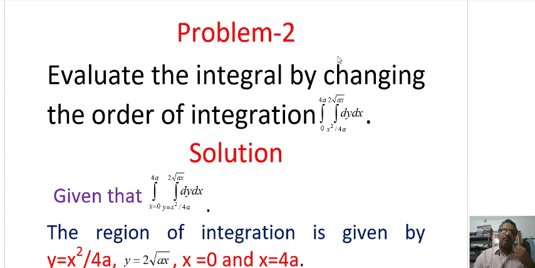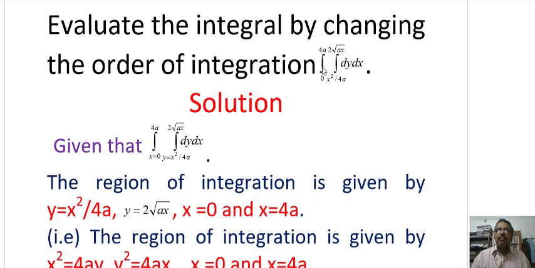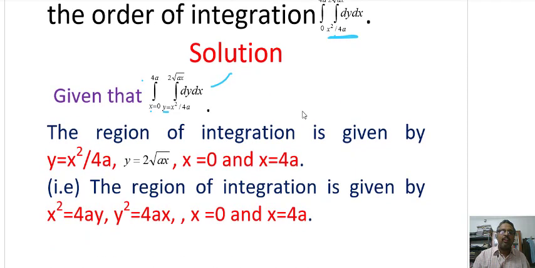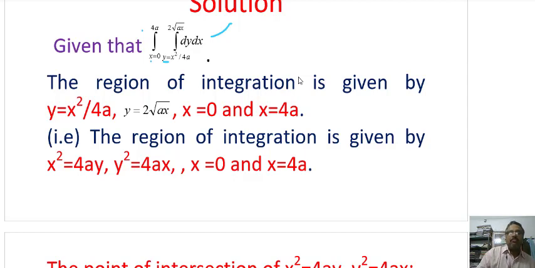Evaluate the integral by change of order of integration, 0 to 4a, x square by 4a to 2 root over ax, dy dx. So now if you observe the variable limits in terms of x, this is y. Now the other variable x is 0 to 4a, and y limits are x square by 4a to 2 into root over ax. Now we will evaluate this integral by using change of order of integration.